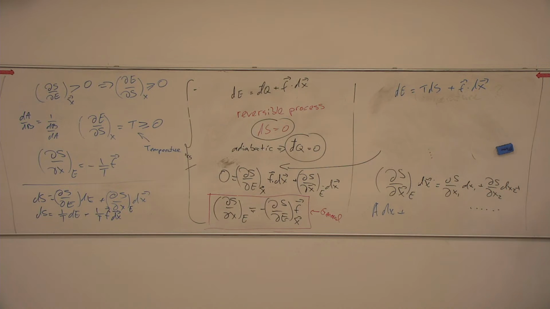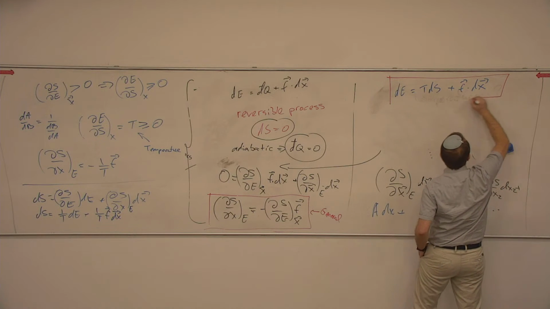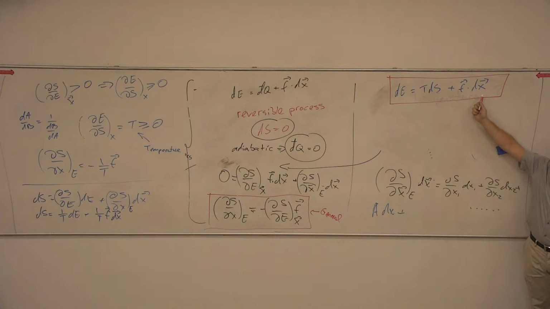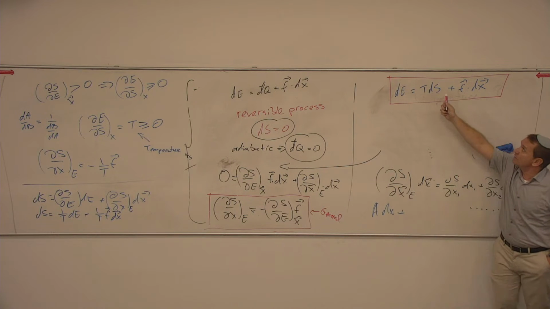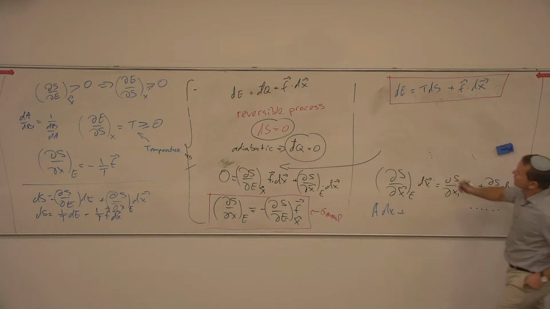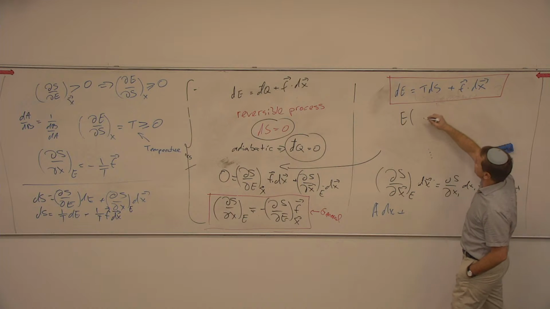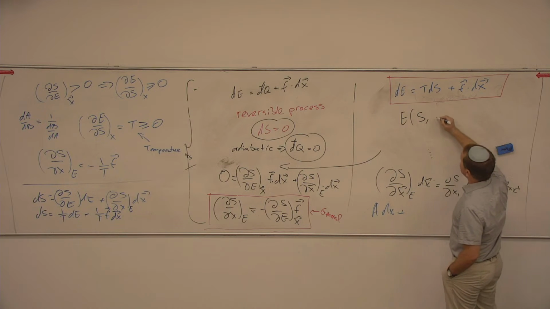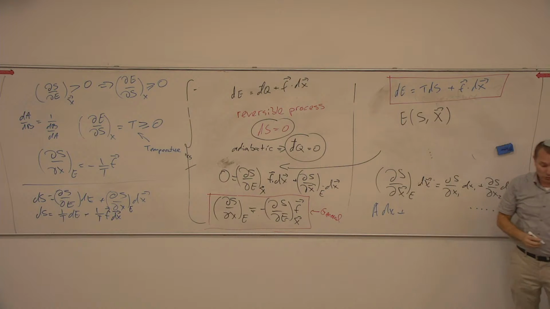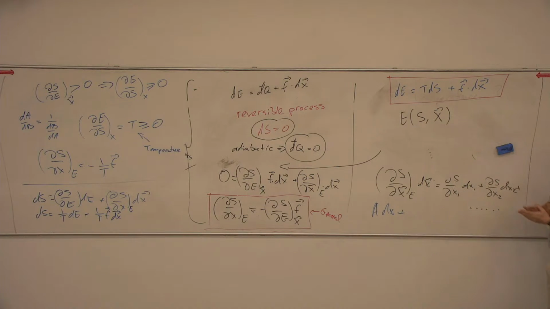This is the equation that we can use, and it relates energy to entropy and to work that was performed on the system. Moreover, it also tells us that the energy is a function of entropy and the generalized coordinates. It doesn't seem very informative right now, but we will see.